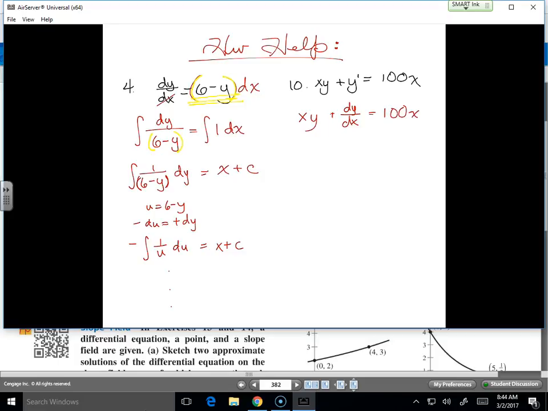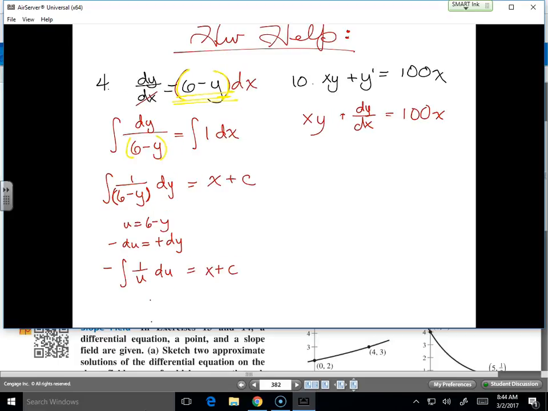So when we were talking about it a second ago, what did you guys say to do first before moving dx? Yeah, subtract the xy. Let's get dy dx by itself. Hopefully you learned your algebra well back in the day. Are these two terms alike? Can we combine them? And the answer is no. So we have dy dx is equal to 100x minus xy.